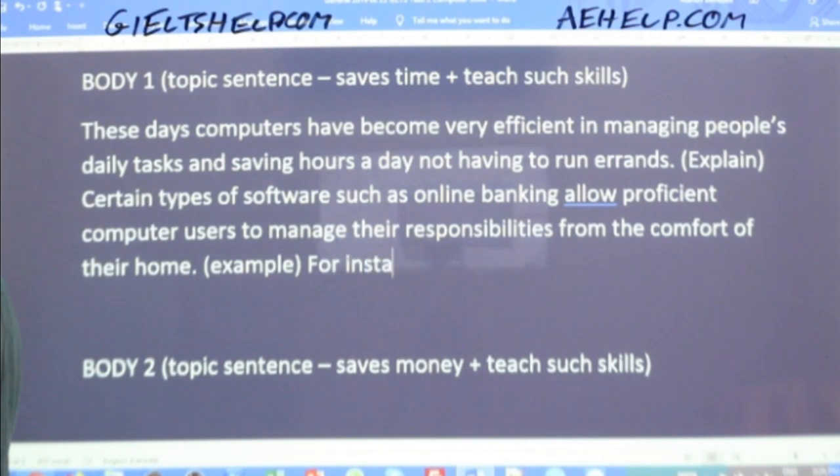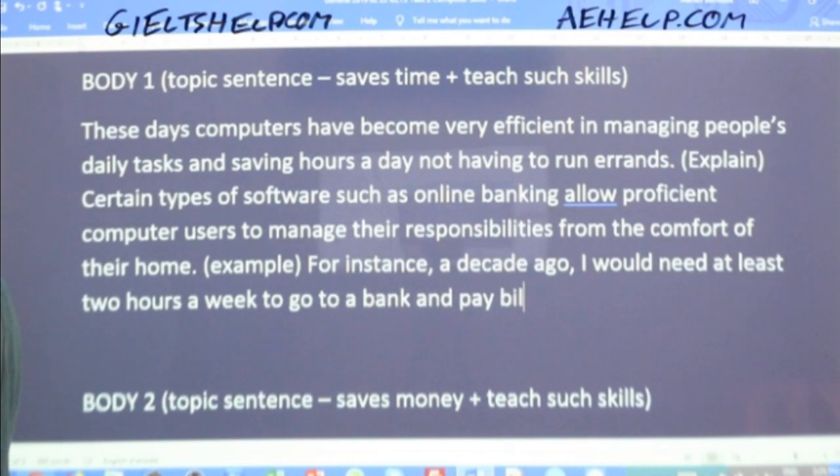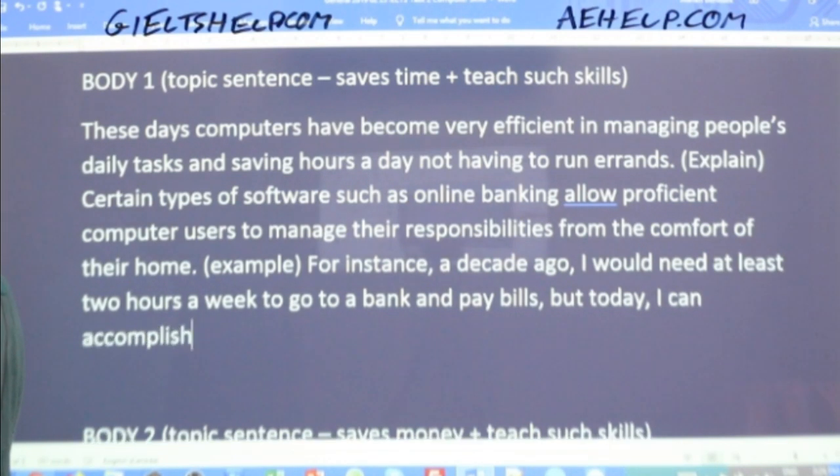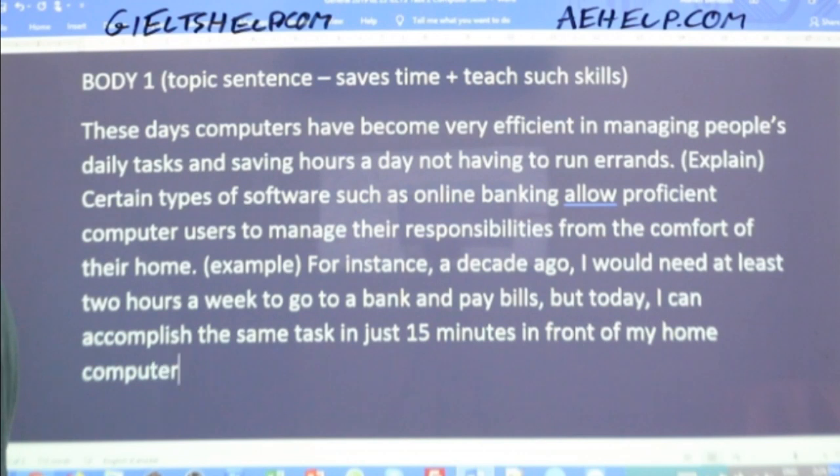For instance, a decade ago, I would need at least 2 hours a week to go to a bank and pay bills, but today I can accomplish the same task in just 15 minutes in front of my home computer. All right.